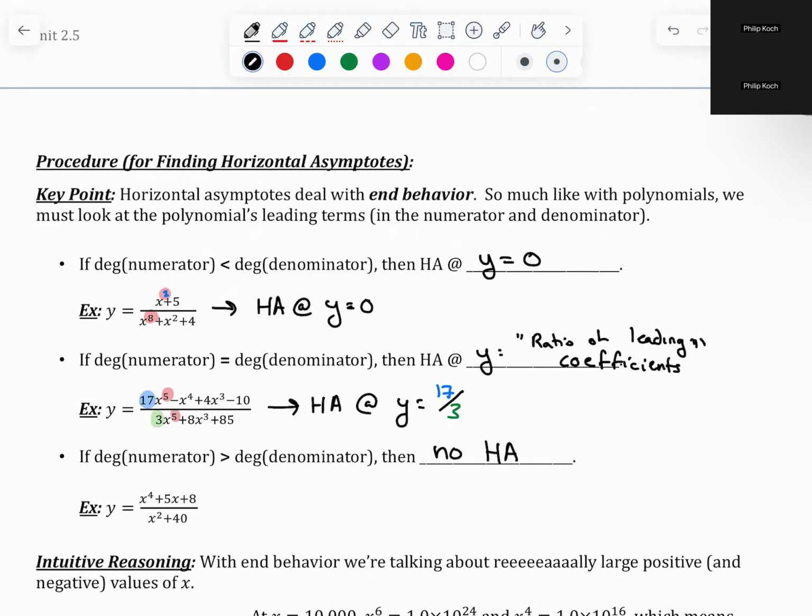If the numerator is a bigger degree, then there is no HA. So looking at this one, you're looking at the degrees of the numerator and denominator. The numerator is degree 4, the denominator is degree 2. So the numerator has a bigger degree, so there is no HA.